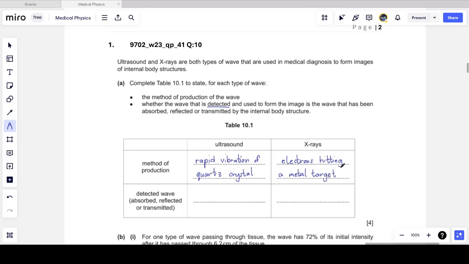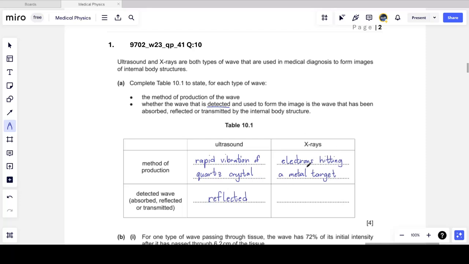Next, we want to know whether the detected wave for ultrasound and X-rays is absorbed, reflected, or transmitted. Now, for ultrasound, we know that the sound wave goes into the body, is reflected at the boundary between structures, and then we detect the reflection. So the detected wave for ultrasound is the wave that has been reflected off the boundary between structures with different acoustic coefficients or acoustic impedances.